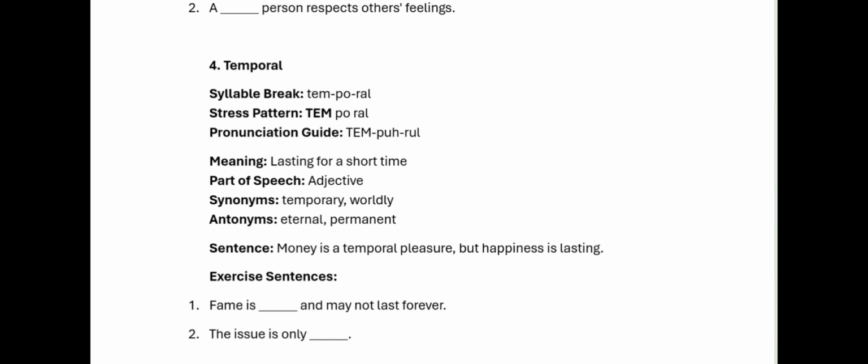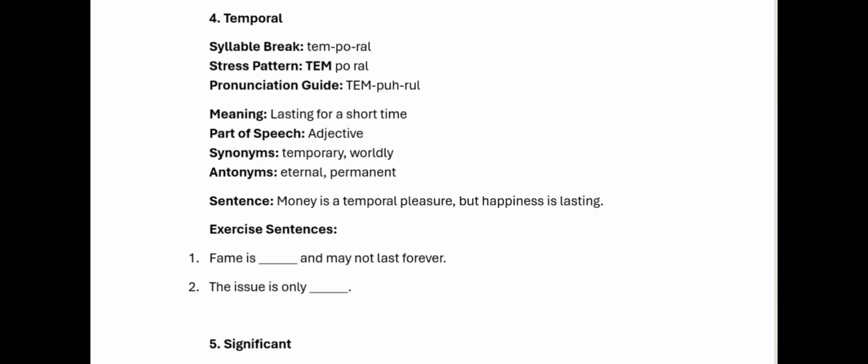It is an adjective. Synonyms are temporary or worldly. Worldly means only for a short time. Antonyms are eternal or permanent. Eternal is forever. Eternal love, eternal caring, that means forever. Sentence: money is a temporal pleasure, but happiness is lasting. Lasting is forever.